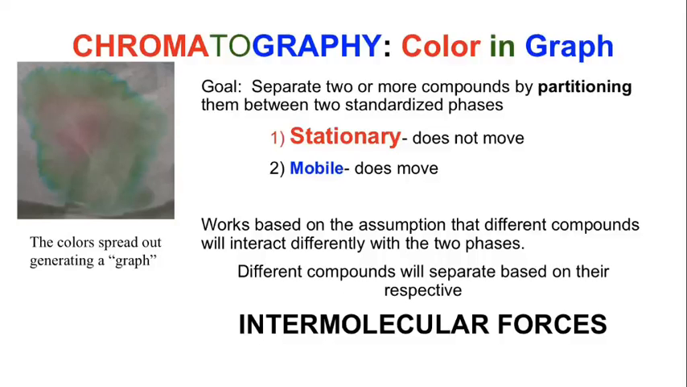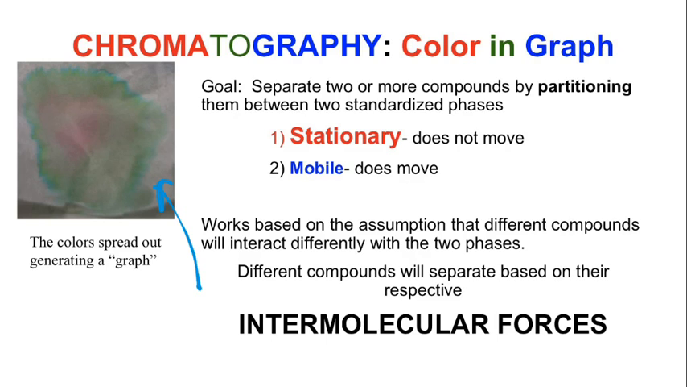Well, if we break down that word, we get chroma, which stands for color, and then graphy for graph. Okay, so if we take a look at the picture on the left there, this is where we get the name chromatography from. People noticed that when you took an individual organic dye and put it on some solid stationary phase, and a solvent like water moved through it, there were color rings. Okay, so the colors spread out, generating what could be referred to as a graph.